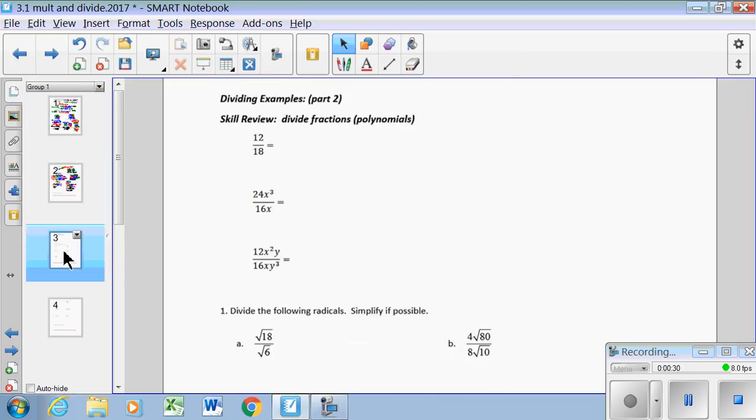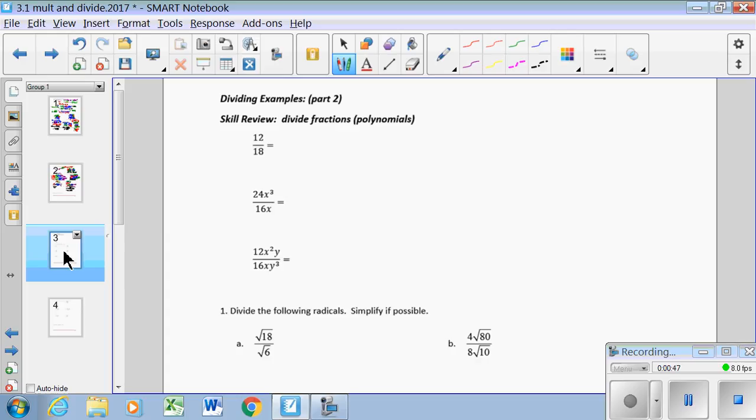So today's lesson is on dividing. Let's look at some examples with numbers and some examples with radicals. The first one here is 12/18. When we divide radicals or divide numbers, we always want to make sure we divide the top number and the bottom number by the same thing.